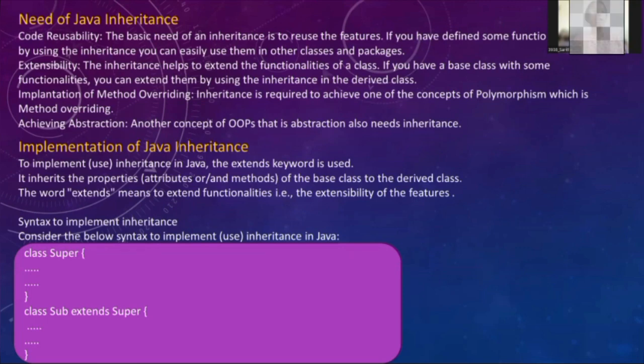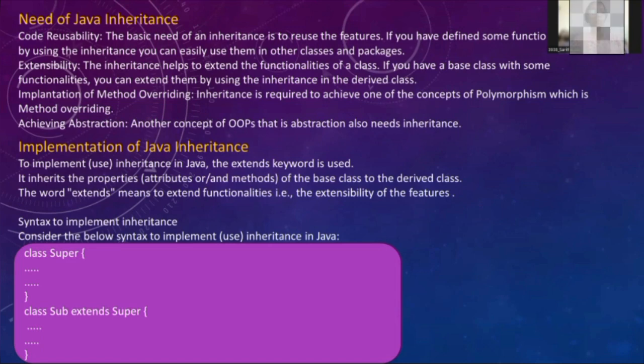Why do we need Java inheritance? The main important points are code reusability, extensibility, implementation of method overriding, and achieving abstraction. When it comes to code reusability, the basic need of inheritance is to reuse the features. If you have defined some functionality once, by using inheritance you can easily use it in other classes and packages. The next point is extensibility. Inheritance helps us to extend the functionalities of a class. If you have a base class with some functionalities, you can extend them by using inheritance in the derived class.